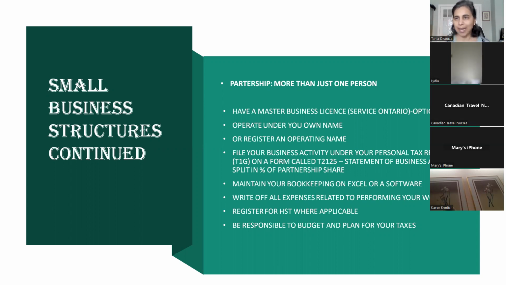So the process is exactly the same as a sole proprietorship, but instead of one name, there'll be two names on the master business license. And on the tax return, it will still be on your personal tax return. It will just be that you'll split the income statement and the expense statement in two. So whatever the partnership shares, say if it's 50-50, 60-40, you'll split it across two tax returns.